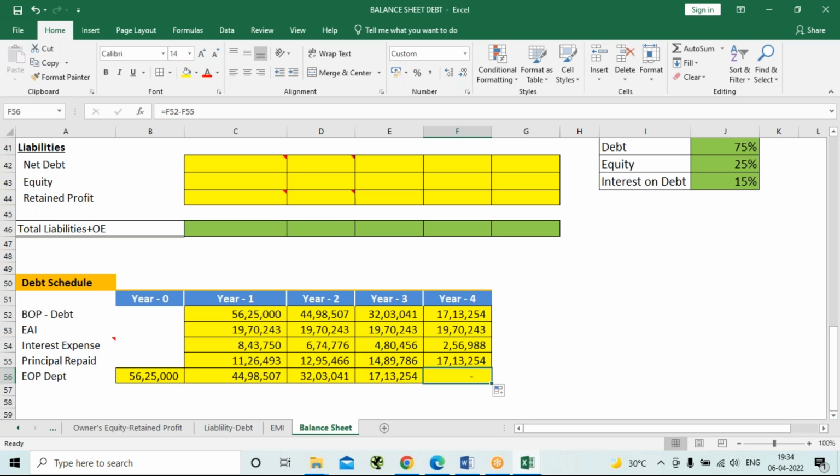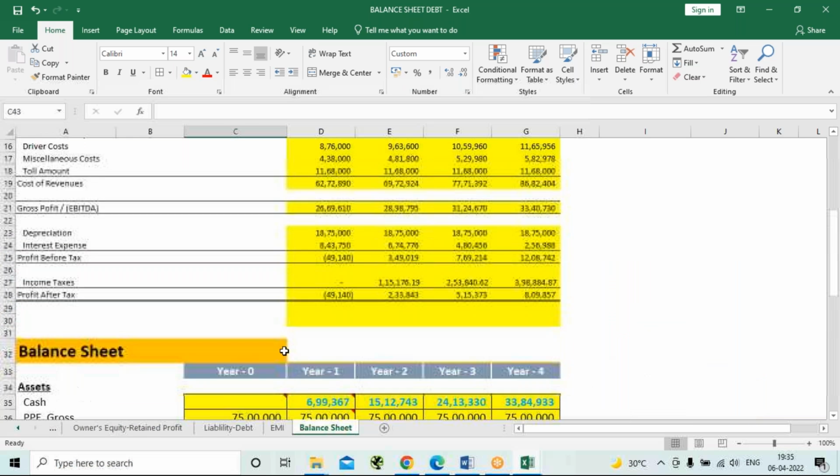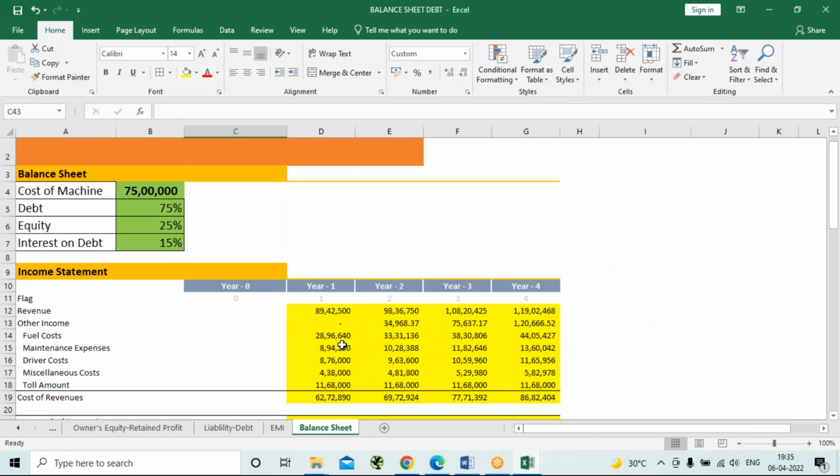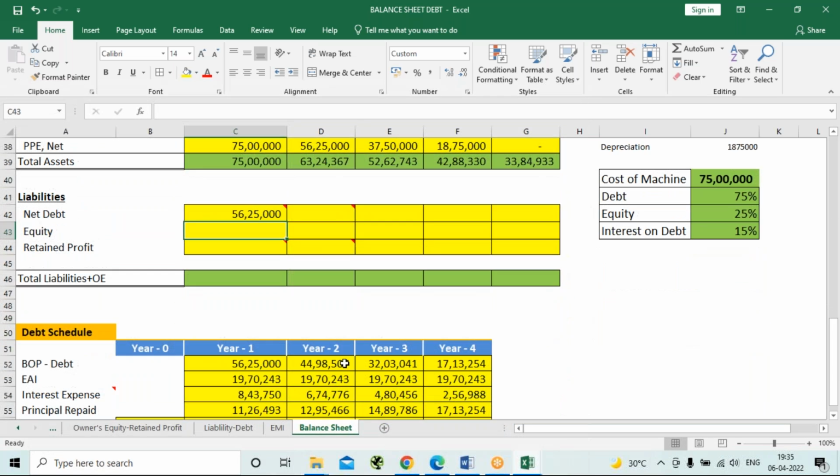Okay, fine. So now, how do we connect this value over here? Here the net debt value should be connected from the debt schedule. So equals to the end of period debt value, because here it is year 0, and I'm adding this value for year 0 only. Please be very careful when preparing the balance sheet. It will be there from year 0 onwards, whereas the income statement will be from year 1 onwards. So be careful in the calculations over here.